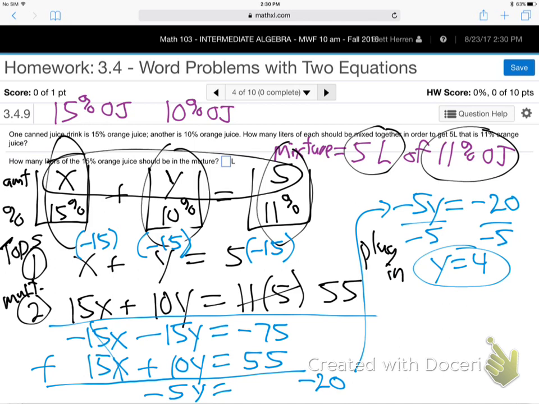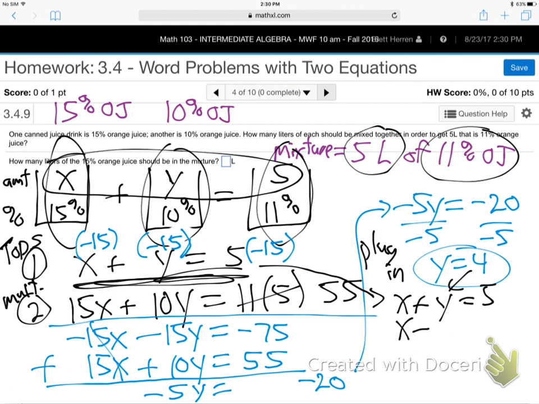Top equation. Top equation is always the easiest on the money and the mixture. Totally. Just grab that top one. It's a real simple one. X plus y is 5. Just plug in the 4. X plus 4 is 5. See how it ends up just being subtraction anyway? You could have just subtracted it yourself. That's fine. Either way. So X is 1.